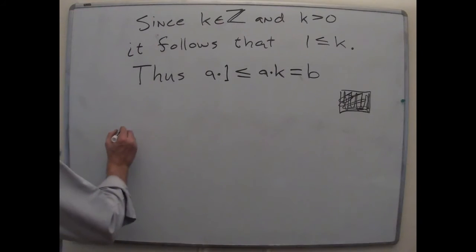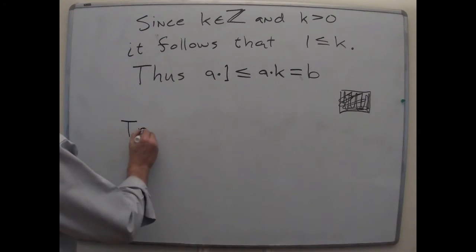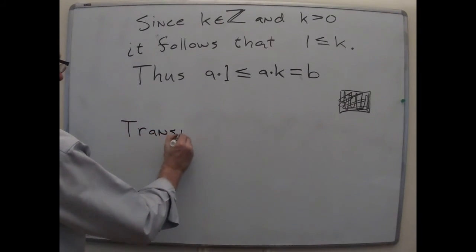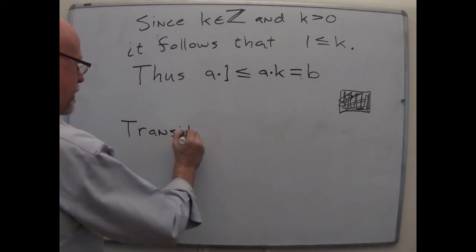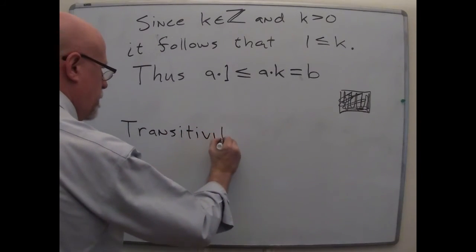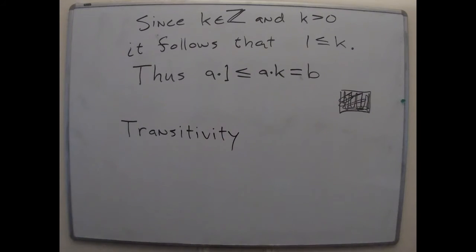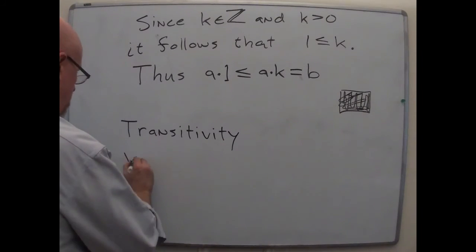There is a nice property of the divisibility sign called transitivity. Did I spell that right? Transitivity, yeah. Which says this.